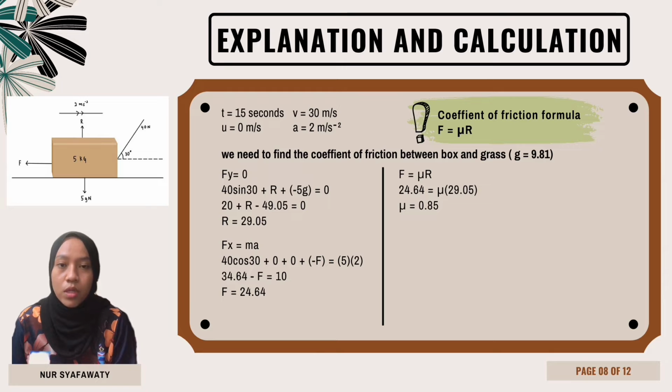We substitute 24.64 equal to mu times 29.05 and we solve it, and we get mu, the coefficient of friction, is 0.85. To know whether our answer is true or not, our answer must be between 0 and 1. If we get anything other than that, our answer is false and we need to calculate again until we get a value between 0 and 1.